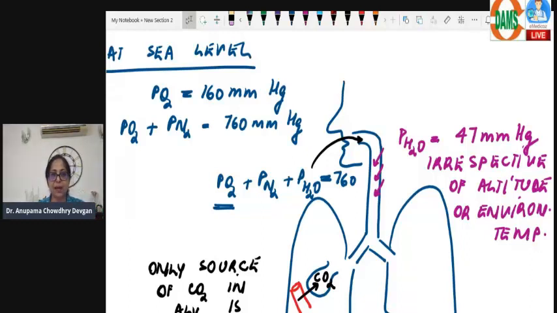What do you mean by partial pressure of oxygen? Partial pressure of oxygen plus partial pressure of nitrogen will be equal to 760. That is what you mean by partial pressure. The total pressure exerted by the gases in the atmosphere is 760. Oxygen exerts a partial pressure of 160, nitrogen exerts a partial pressure of 600. This depends on the percentages. Remember, these are the two major gases in the atmosphere. Now, as air goes through the respiratory tracts, it is going to be humidified.